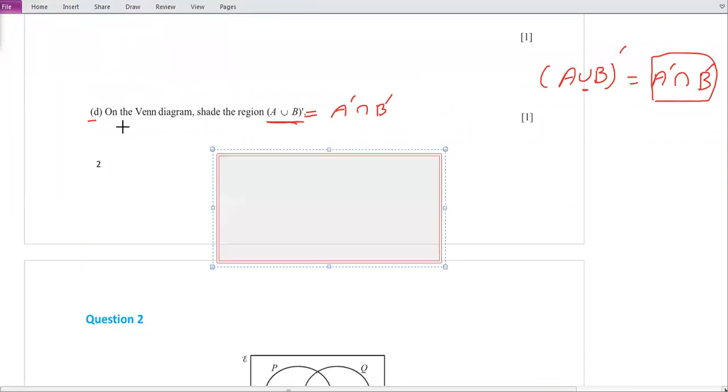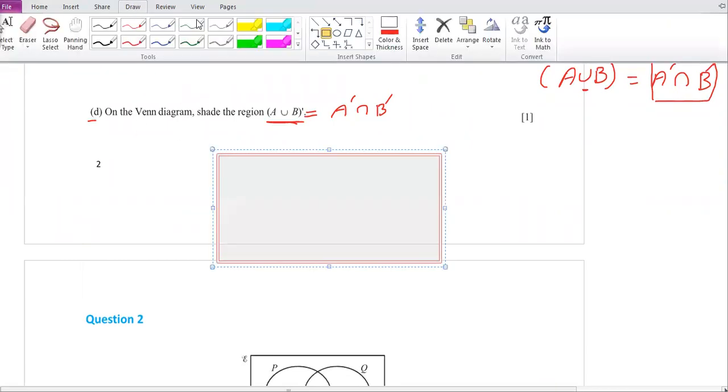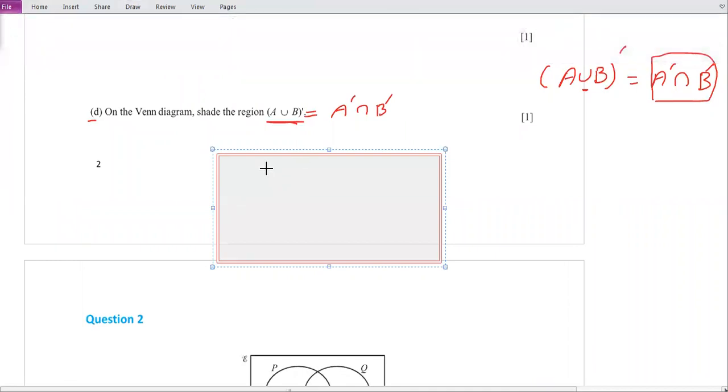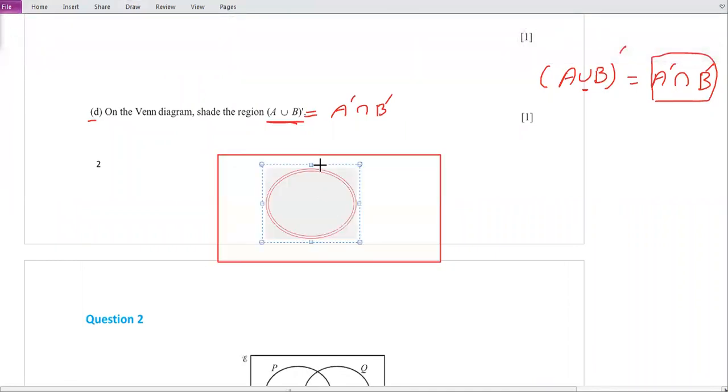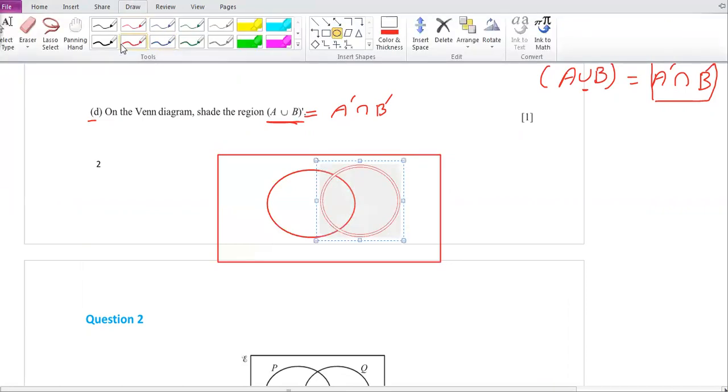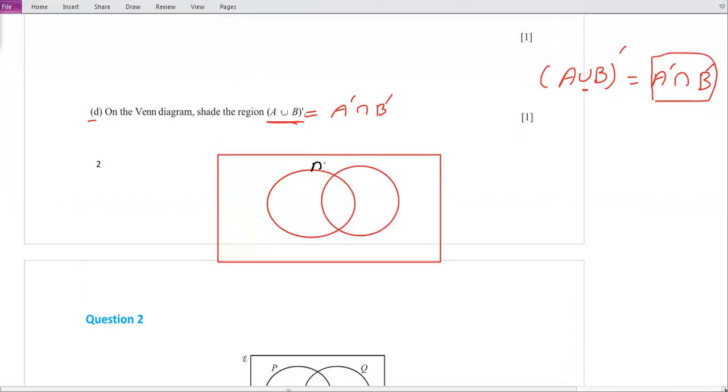By the way, in exam, if asked, you can draw on the same one. Right now, I'm making the new set so the concept will be very clear and you should not get confused at all. This is your set A, this is your set B, and you have to shade (A union B) whole complement, meaning A complement intersection B complement. So let's shade that one.